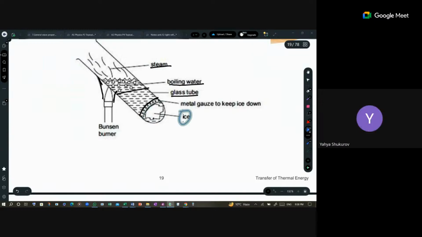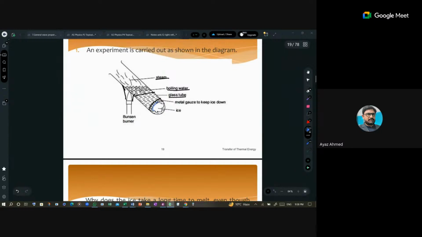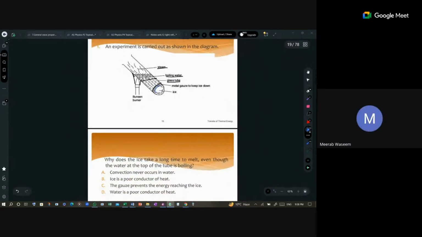Got it? Okay, why is this ice not melting? Because although it is placed in the hot and boiling water. This is that question. Is it B? Water is a poor conductor. Yes, it is D.